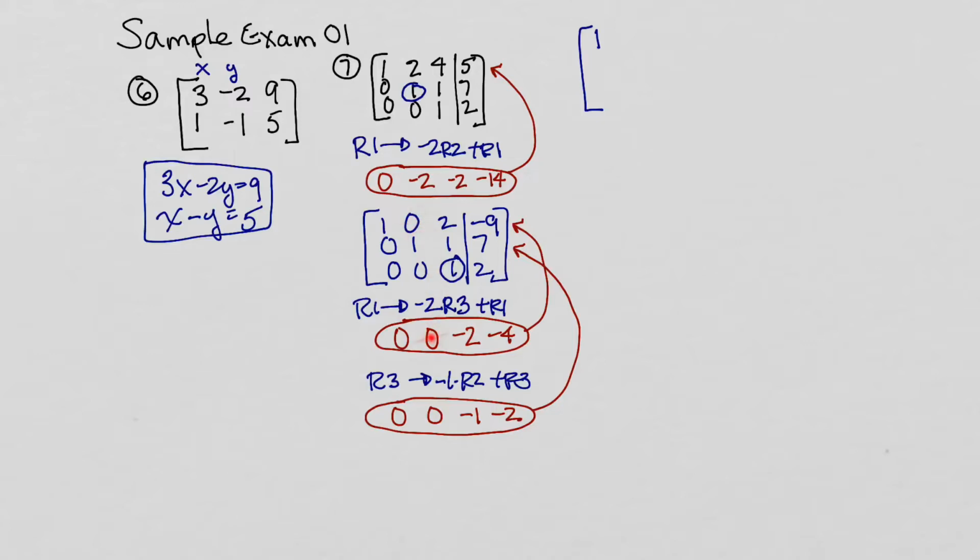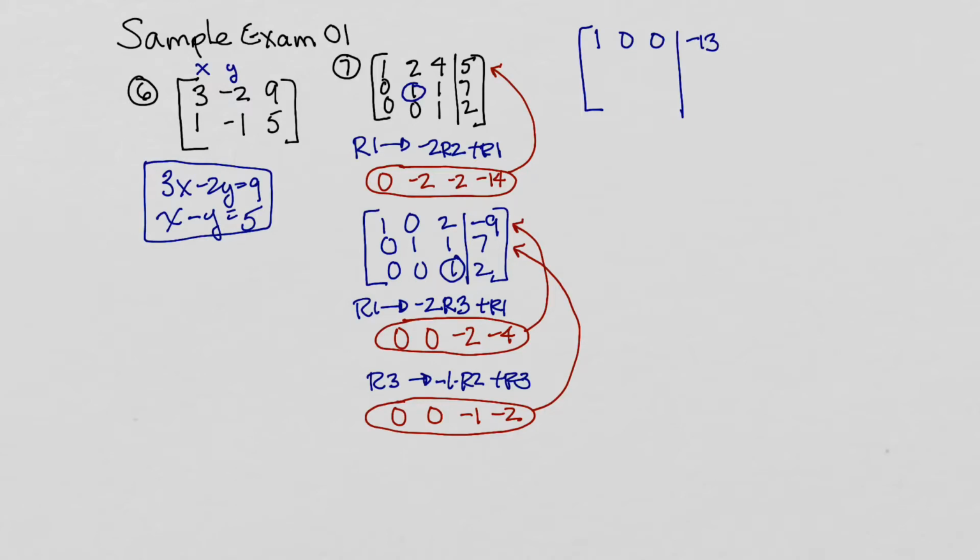0 plus 0 is 0. 2 plus negative 2, that's a 0, that's what we were looking for. There's our line. And then negative 9 minus 4, negative 9 plus negative 4 is negative 13. So we've got our first row.